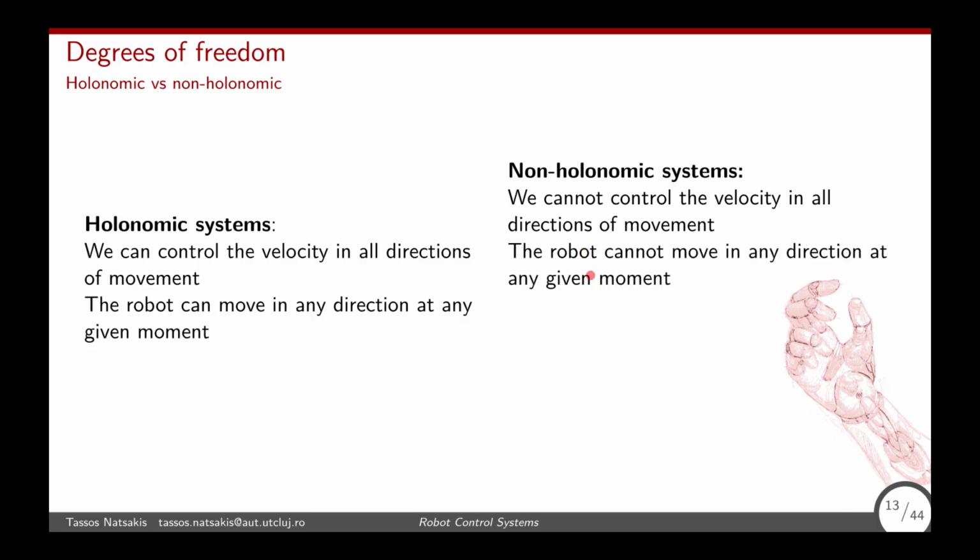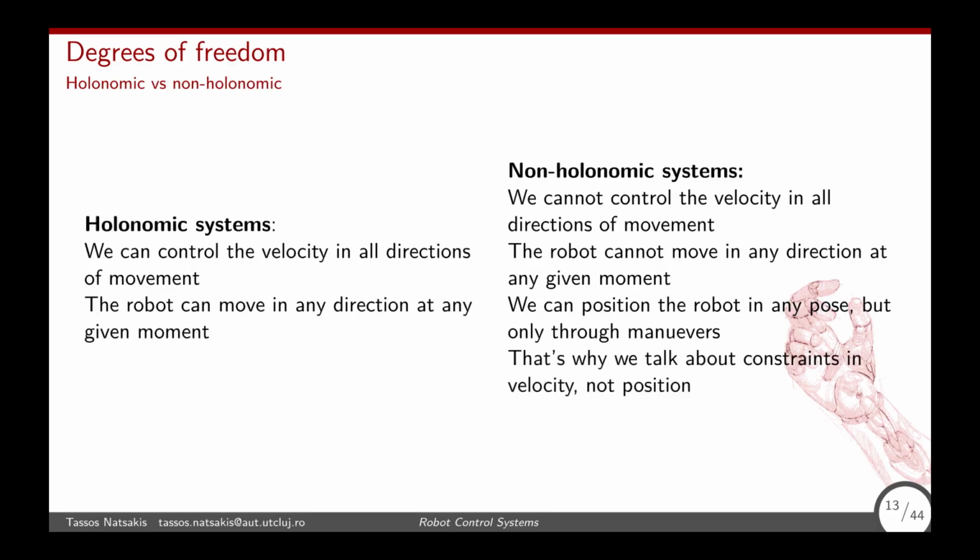Right, and which means basically that the robot can or cannot move in any direction at any moment, right? Yes, I can change the position of the robot on the y-axis without changing x or the orientation, but I cannot do it instantaneously by changing its velocity. So I can achieve any pose eventually, but I can do it only through maneuvers. Right, not instantaneously. So that's why we talk about constraints in velocity, not in position.